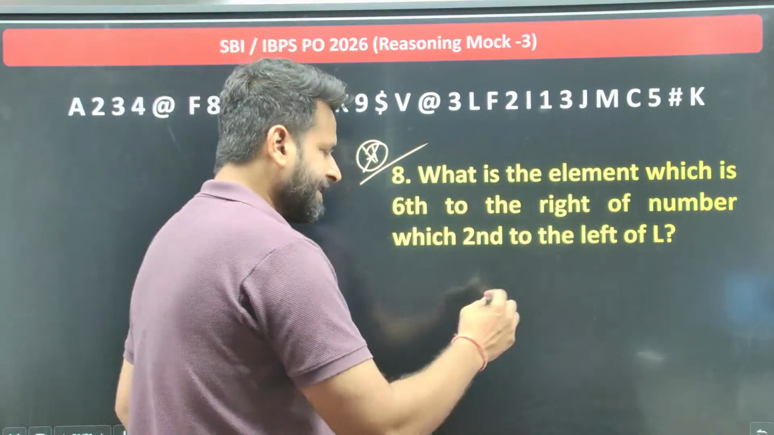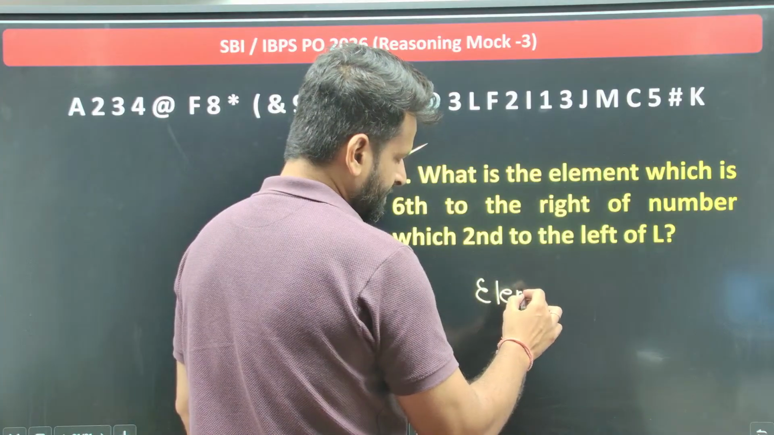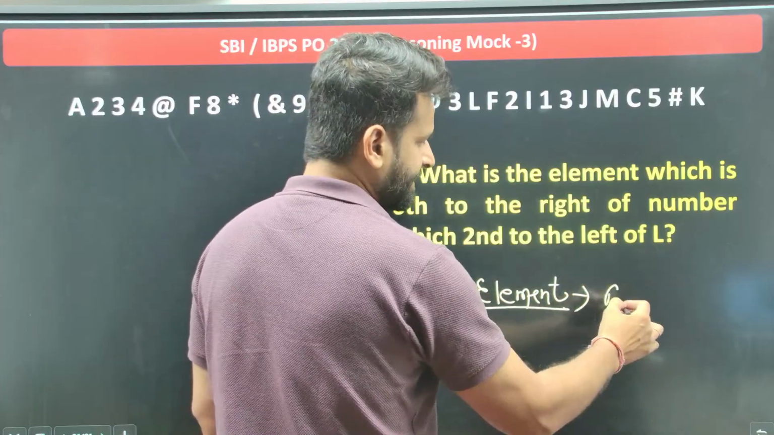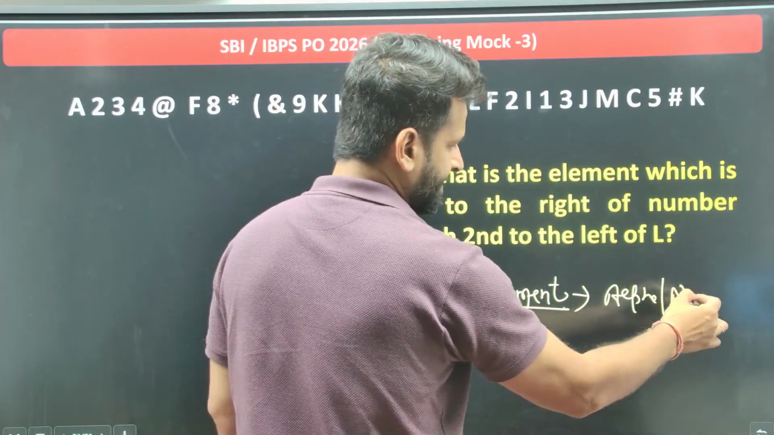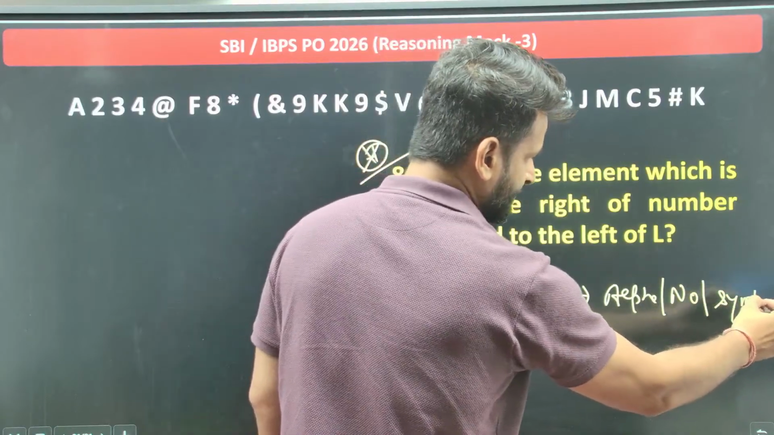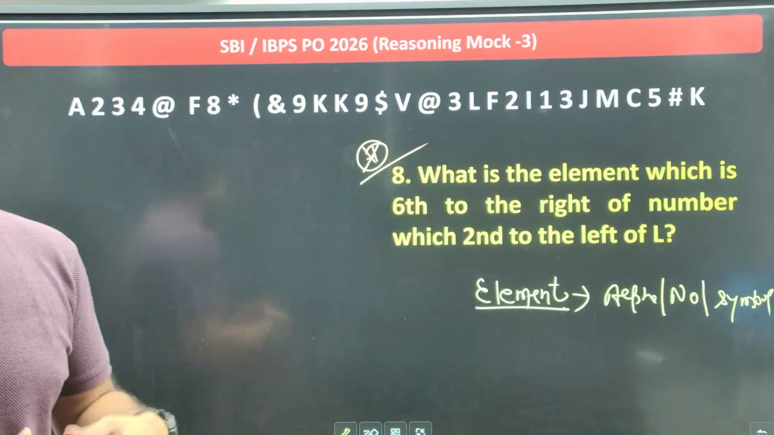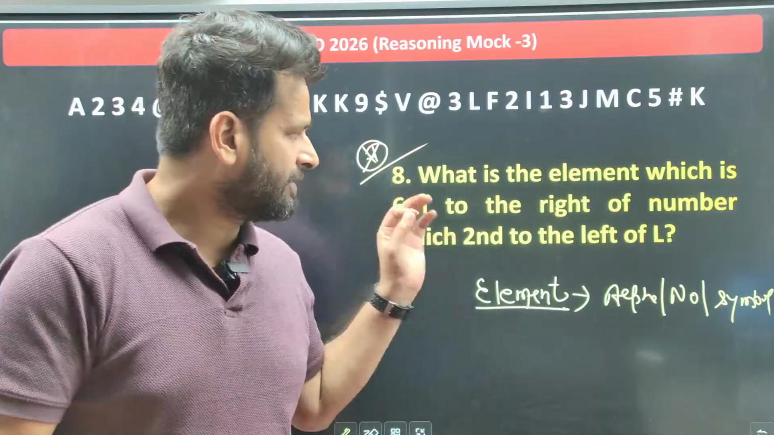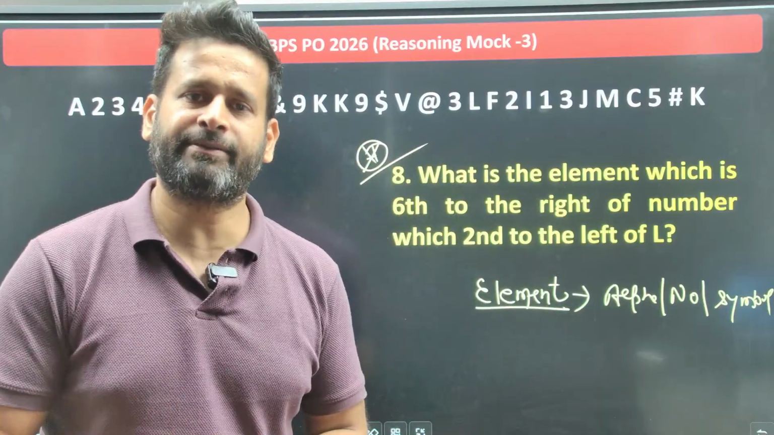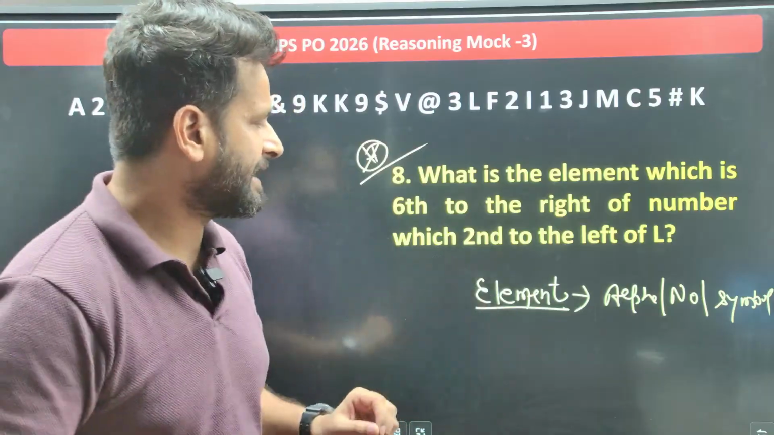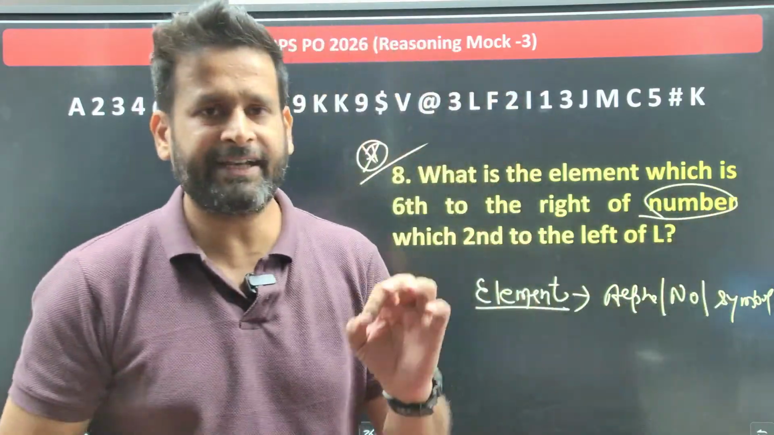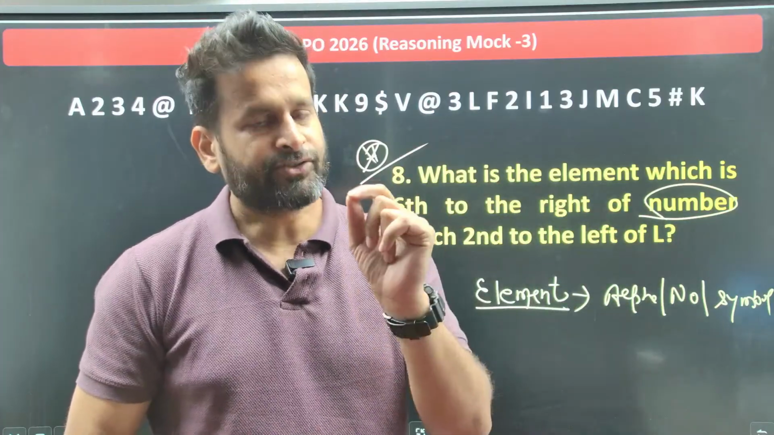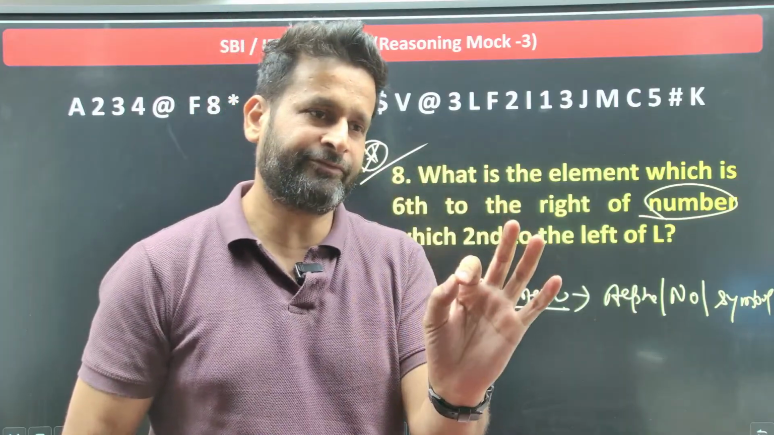Now see, whenever I say element, element means that it can be an alphabet, a number, or a symbol also. So when I say element, you have to count everything because it can be an alphabet, a number, or a symbol. But when the examiner specifically mentions in the question to find the number, the alphabet, or the symbol, then you need to focus only on that variable.